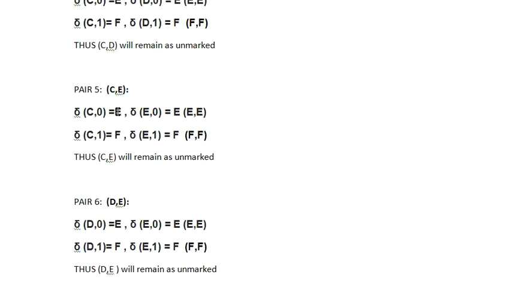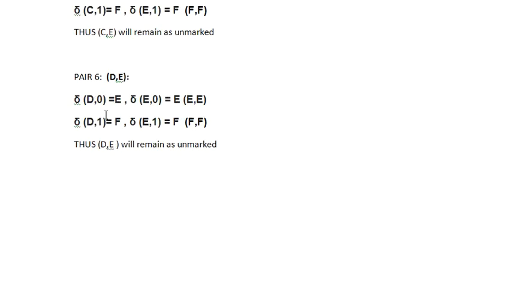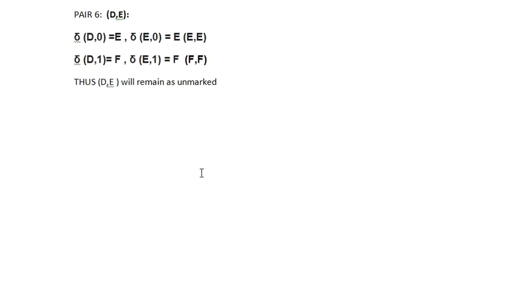Similarly for C comma E, we are finally getting E comma E and F comma F, which is not possible, so this will also remain unmarked. The same goes with D comma E, pair number 6, which also remains unmarked. You can cross verify it. You can pause the video, as you have understood how I did pair number 1, 2 and 3. Pair number 4, 5, 6 you can also do on your own. Now everything is done.